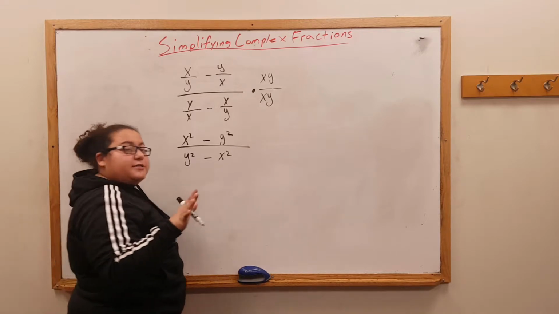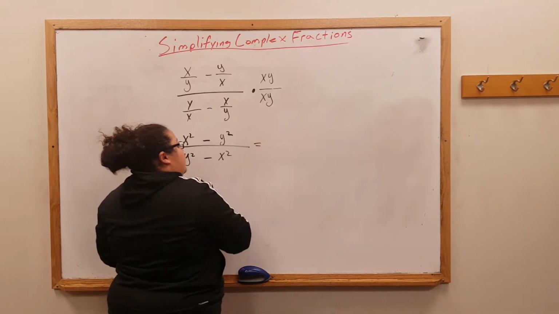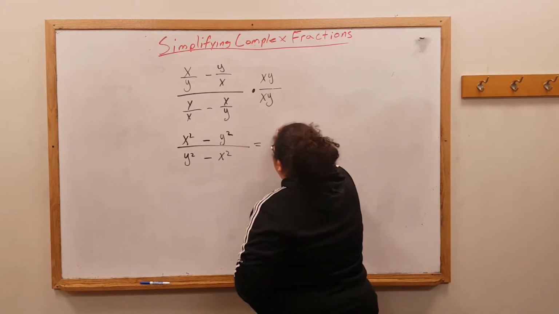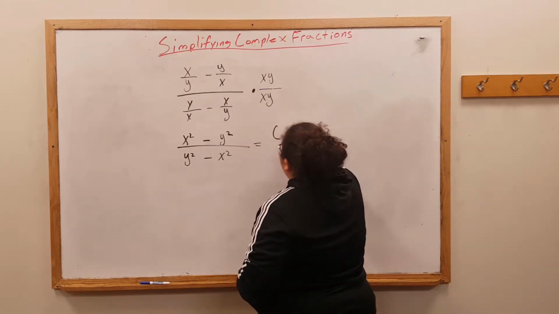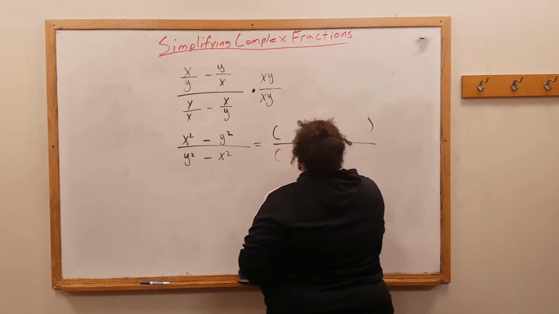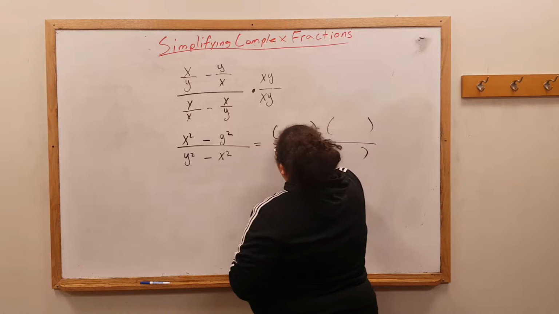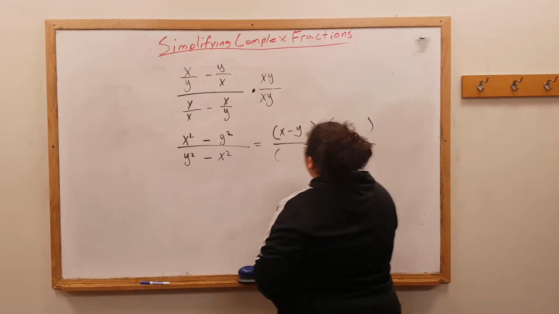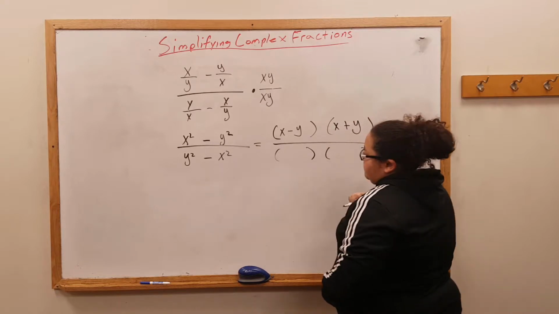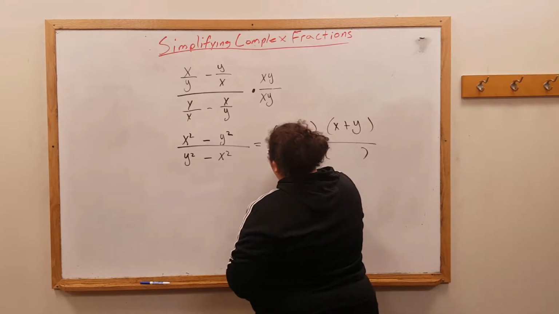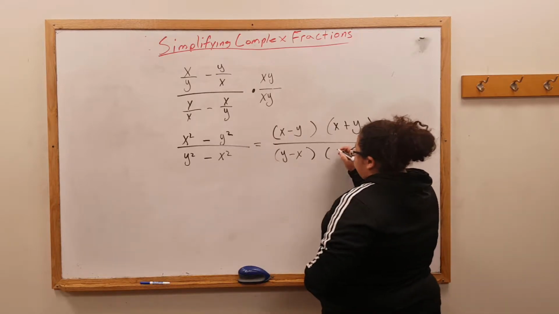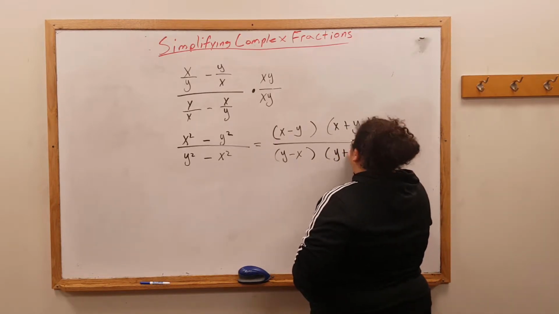Okay? You're not done. At this round, you need to factor these two. So we're going to have two parentheses on top and two parentheses on the bottom. On top, you're going to have x minus y times x plus y. And on the bottom, you're going to have y minus x, y plus x.